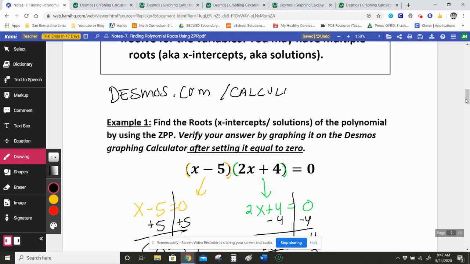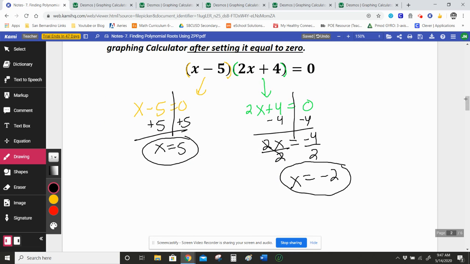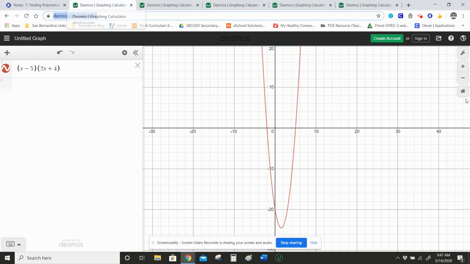desmos.com/calculator, you could actually type this stuff after you set it equal to zero, type this in to check your work. So watch, that's exactly what I did. I typed in x minus 5, 2x plus 4 into Desmos, and then this is the graph that it gave me.